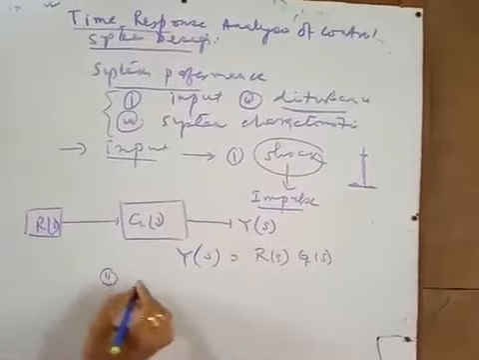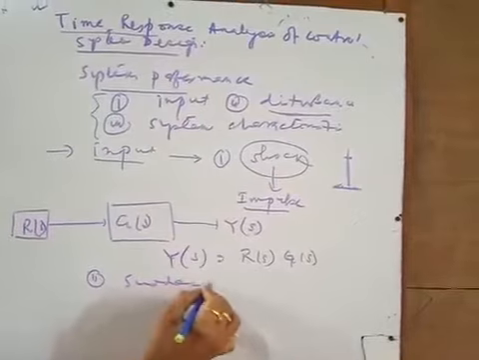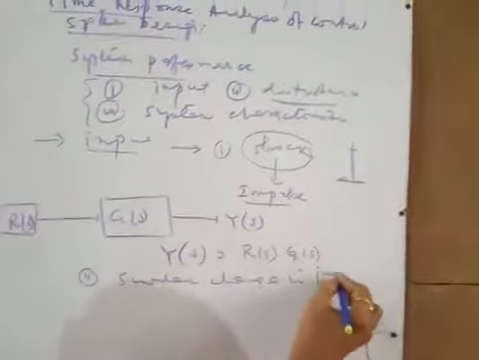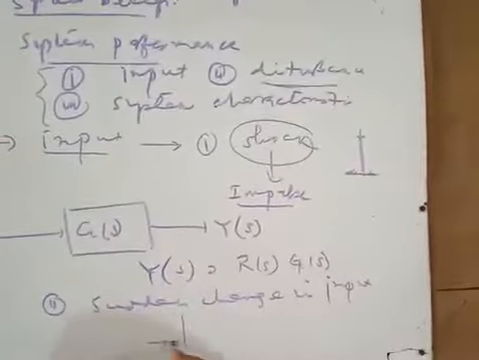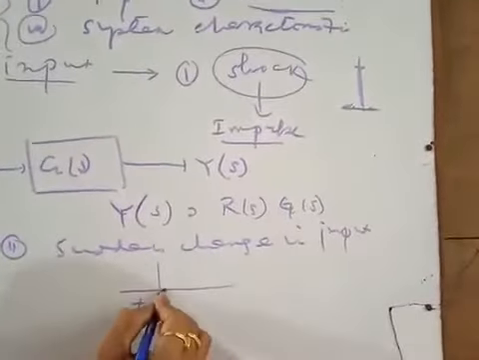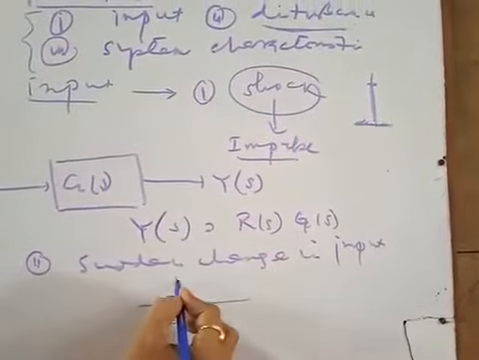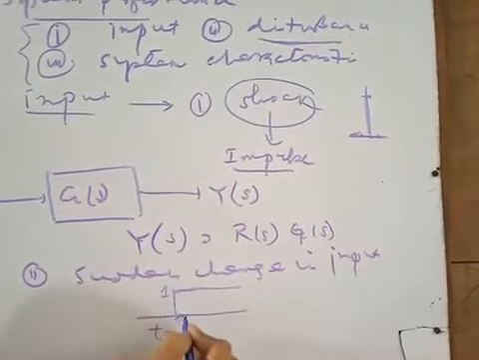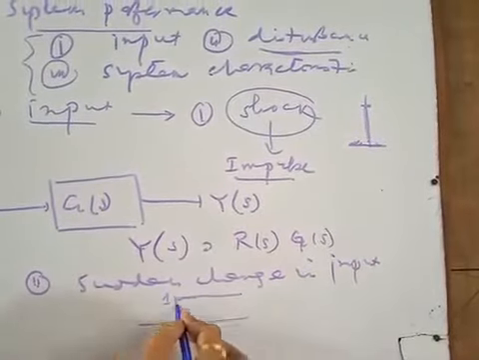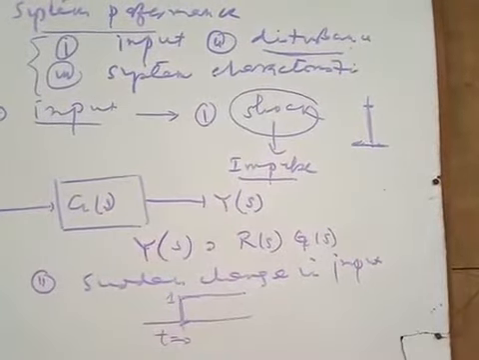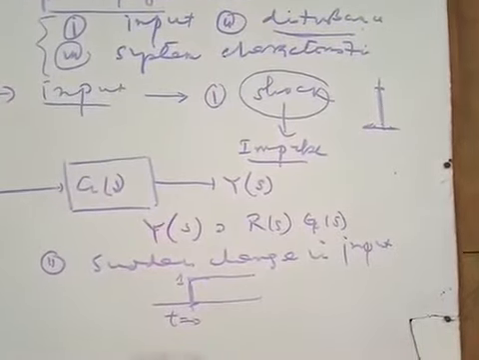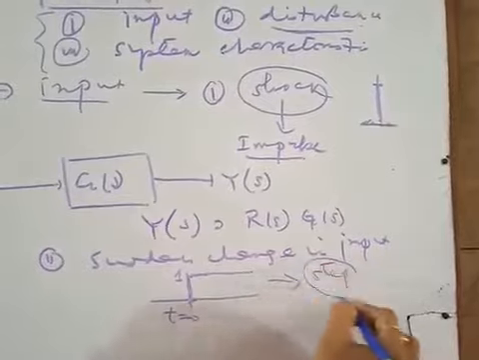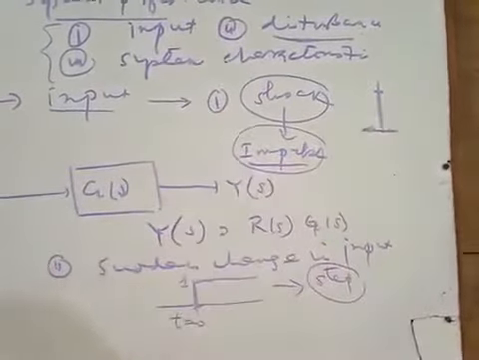Next part, sudden change in input. Sudden change in input means, for example, at t equal to 0 the magnitude is 0, and after t equal to 0, at every time the magnitude becomes 1. Suddenly you change the magnitude, right? That kind of change of input is known as a sudden change in input, and it is mathematically represented by the step signal. So impulse signal, step signal.